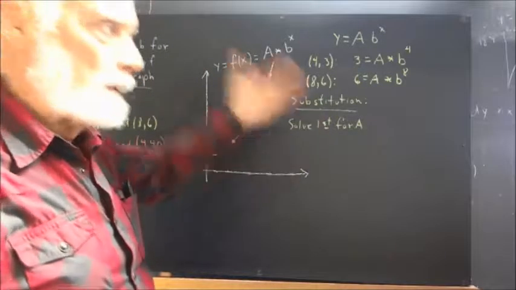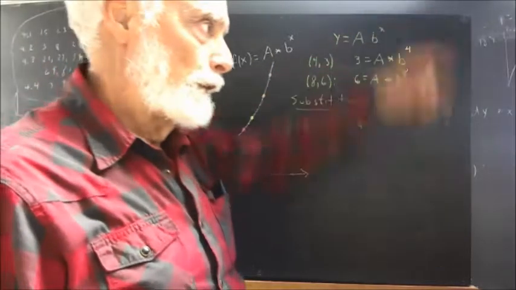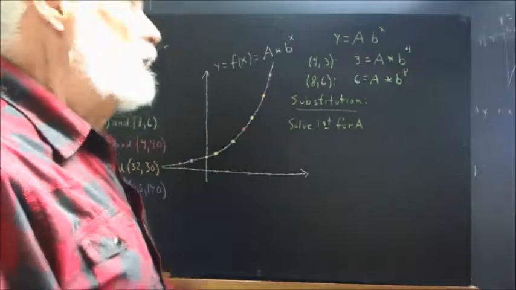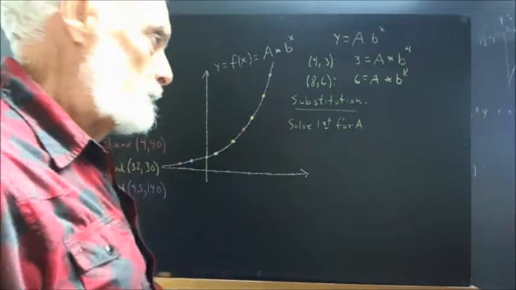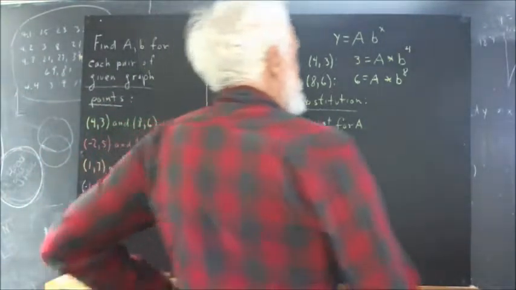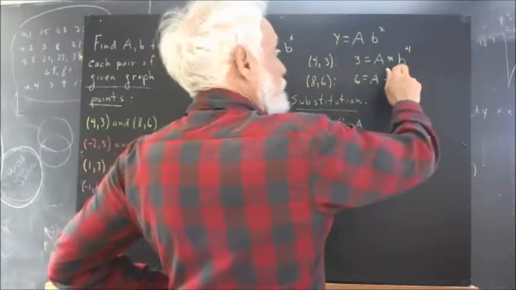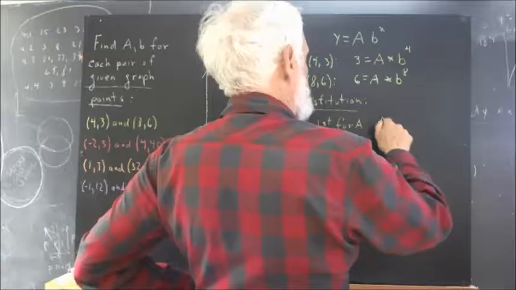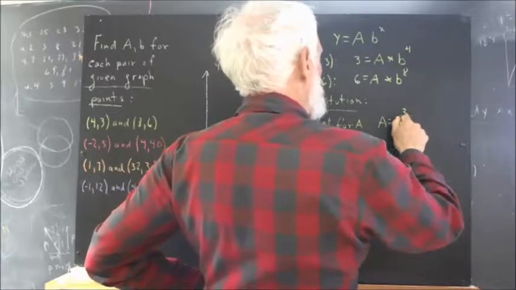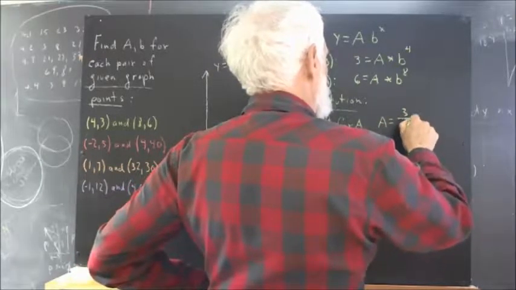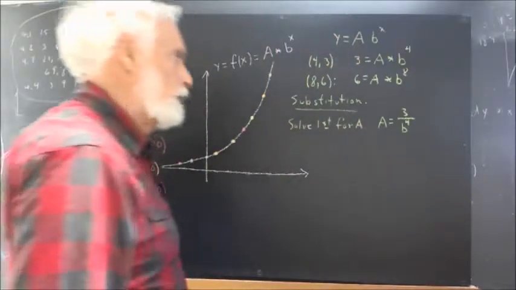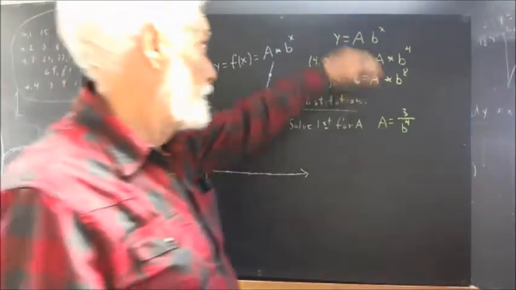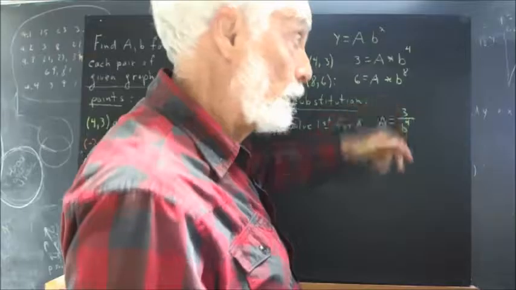Now, as soon as I said that, I would hope that you would write down the first equation and solve it for A, or at least do that in your head, which you should be able to do fairly easily. I divide both sides by b to the fourth, and I get A equals 3 divided by b to the fourth. Now, I haven't written down all the steps of that. You really should write down 3 equals A times b to the fourth.